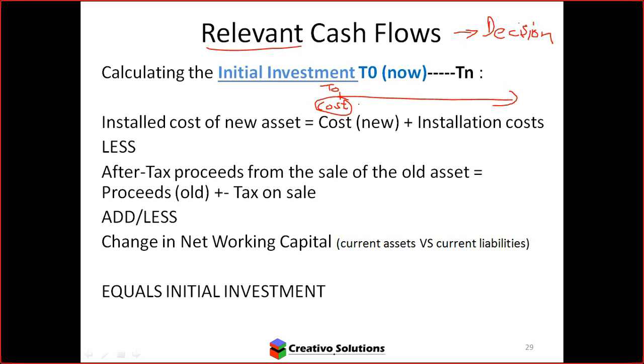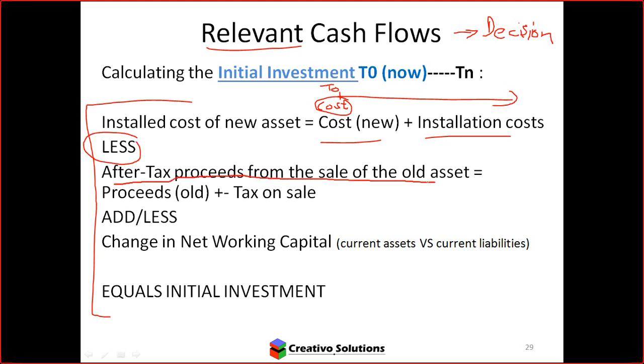All right, so when calculating the initial investment, this is the formula, and this is the formula they use in the textbook. This is the formula that we have to use in terms of providing the information in order to make a decision, the analysis. I need the cost of the new asset with installation costs. I need to subtract the after-tax proceeds from the old. Why is the old relevant? Because it's a decision to replace. That will be proceeds minus the tax, and then I add or subtract the change in net working capital. And that's how I get to the initial investment.